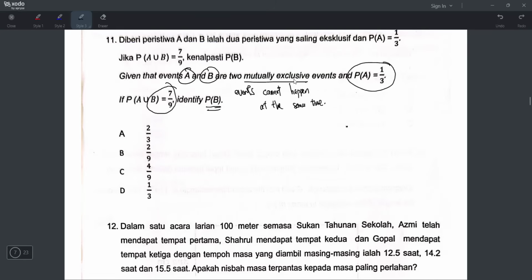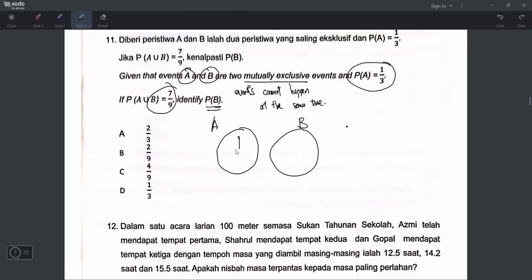Mutually exclusive events, peristiwa saling eksklusif, means the events cannot happen at the same time. That means when you draw the Venn diagram, the circles A and B will not intersect each other. They will not have any overlapping because they cannot happen at the same time. So there is no region for A and B. That's why they have no relationship.